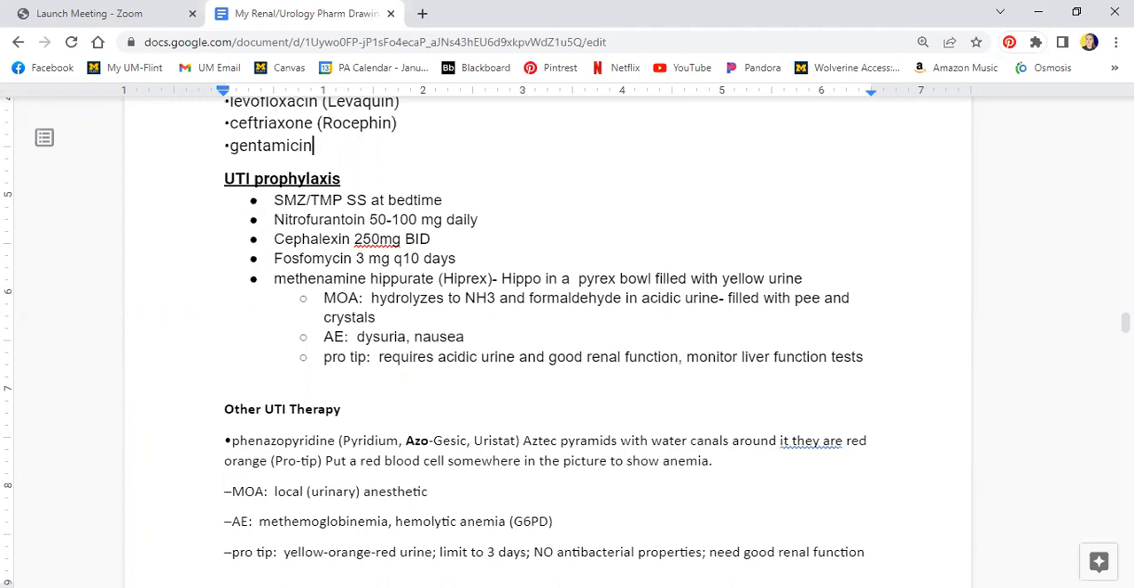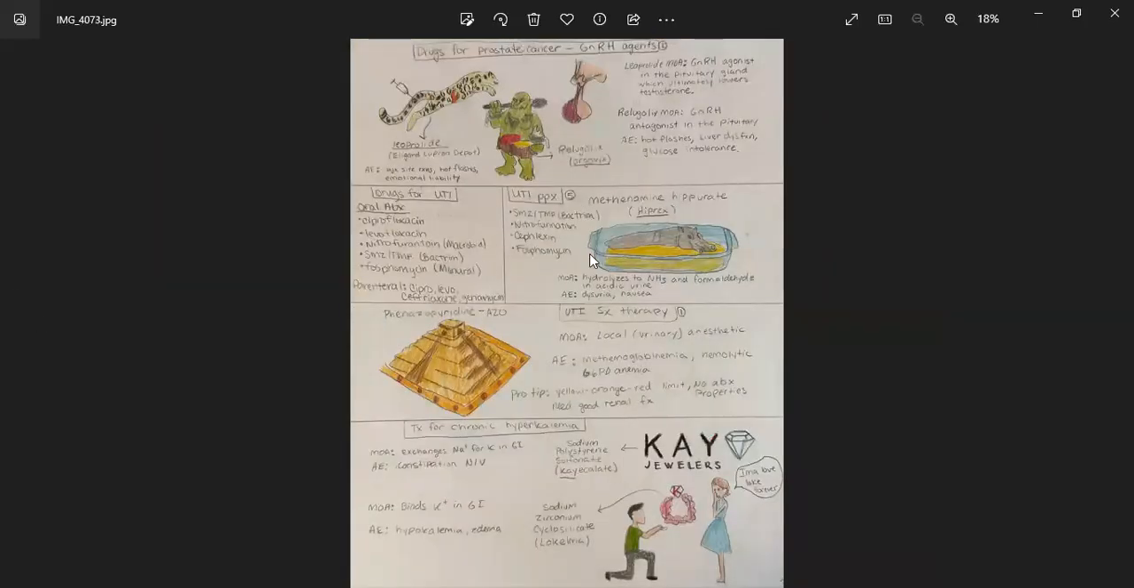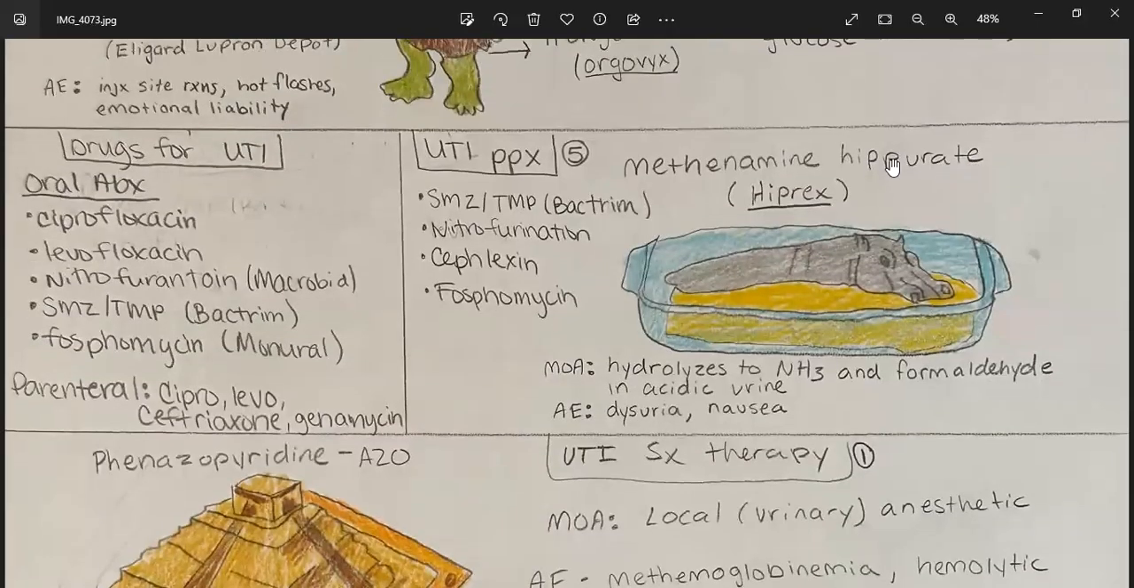And then here's a new drug for UTI prophylaxis, and I have a picture for this. It is called methenamine hippurate, or Hiprex. I thought this sounded like hippo and Pyrex together, Hiprex. And so we have a hippo in a Pyrex container, and he's surrounded by urine because this is going to hydrolyze to formaldehyde in acidic urine. Adverse effects are dysuria and nausea, which none of those are shown in the picture, but I don't know, somehow that prevents UTIs.